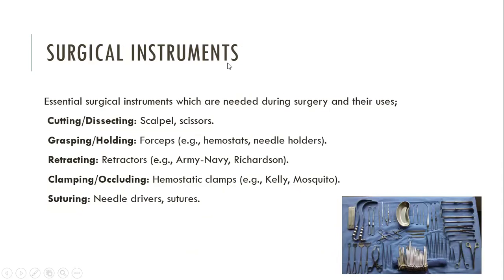Now, to do surgeries, you need some surgical instruments. So these are the important surgical instruments which are very necessary. For cutting or dissecting any tissue, you need a scalpel and scissors. For grasping and holding any tissue or any organ, you must have forceps. There are different kinds of forceps, hemostats, needle holders. Retractors are again very important to retract the tissue or any kind of fat. And there are many kinds of retractors, Army, Navy, and Richardson. For clamping and occluding any artery, you need hemostatic clamps, and for suturing, you need needle drivers and sutures.